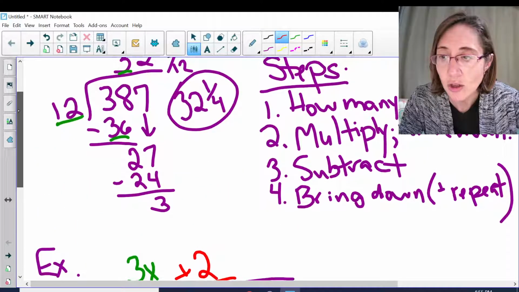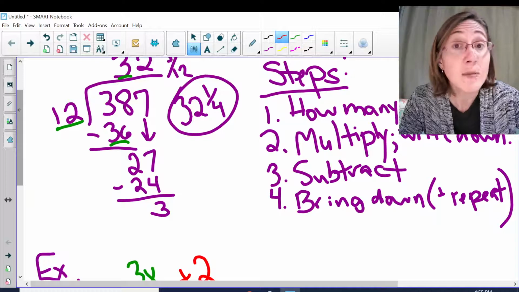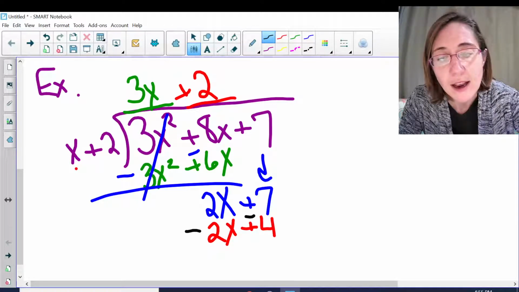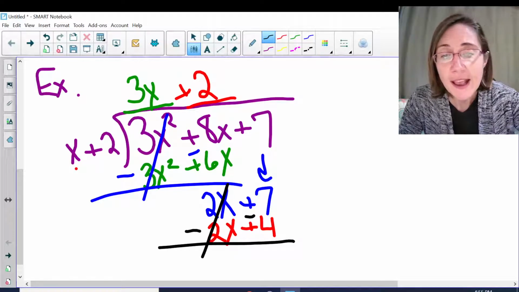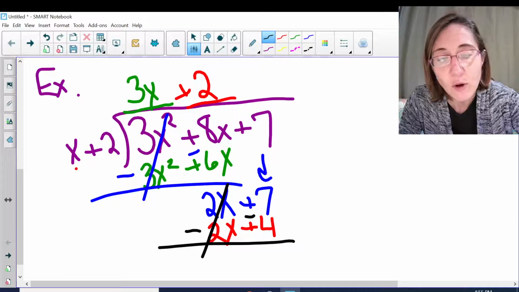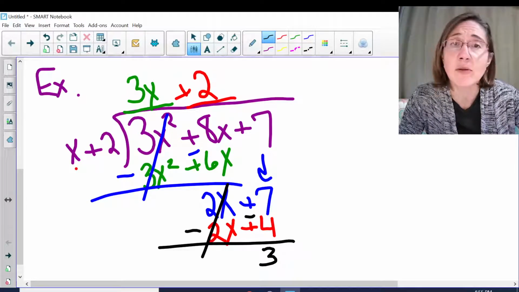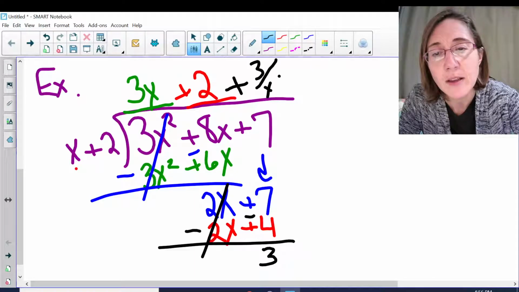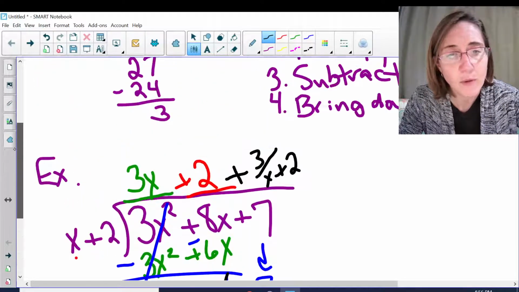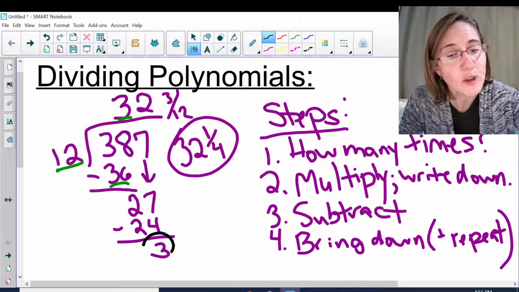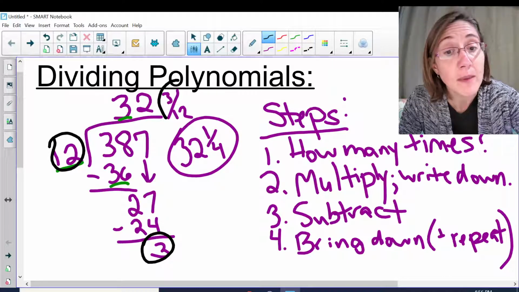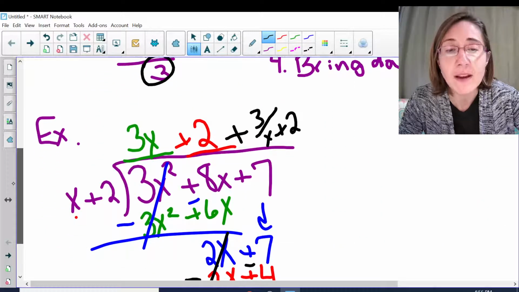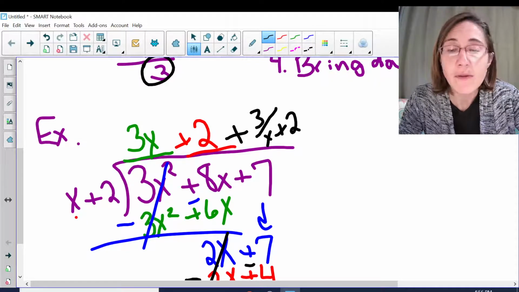So let me look at my steps again. So we have done the first 2 steps. We need to subtract now. So subtraction is the same as adding the opposite. So that's going to change both of these signs. The 2x's go away, and a 7, that's a positive 7, plus a negative 4, that would be 3. So I could write this as a remainder of 3, or I could say I have the fraction 3 over x plus 2. Just like before, if we look at our number example, we took this 3 that was right here and wrote it over our divisor to form this fraction, the 3/12. Same idea with the polynomial that we're dividing. We have 3x plus 2 plus the fraction 3 over x plus 2.